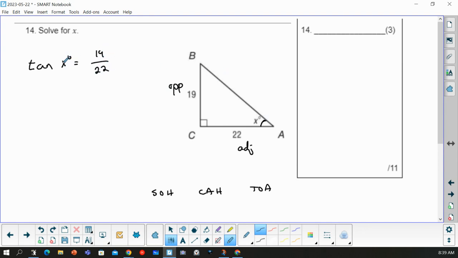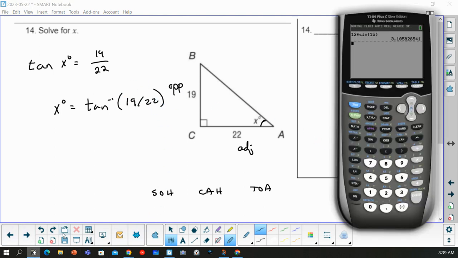Now, since I'm going to try to find the angle, I'm going to use my inverse tangent. And so a way to write this would be my angle is going to equal the inverse tangent, and that's what an inverse tangent looks like, of that number right there. I could have divided it and got a decimal, but I'm going to leave it like that because it's easier for me to just put it in the calculator and let the calculator do all the work, right?